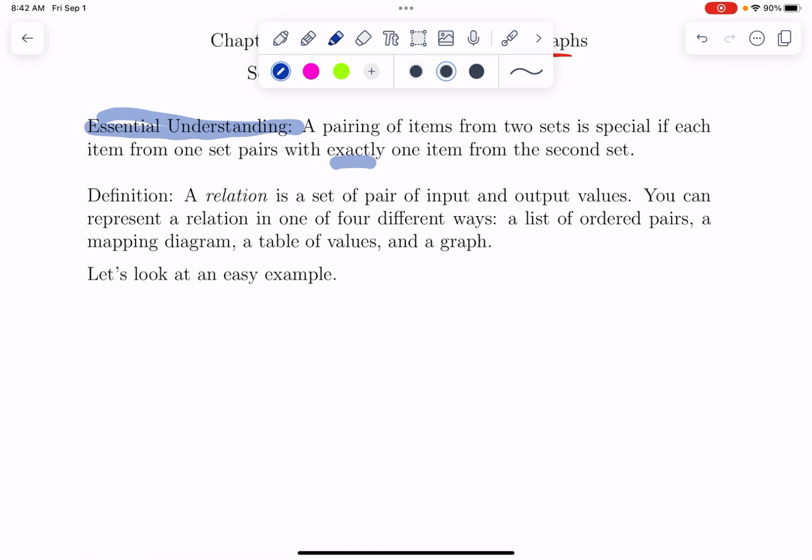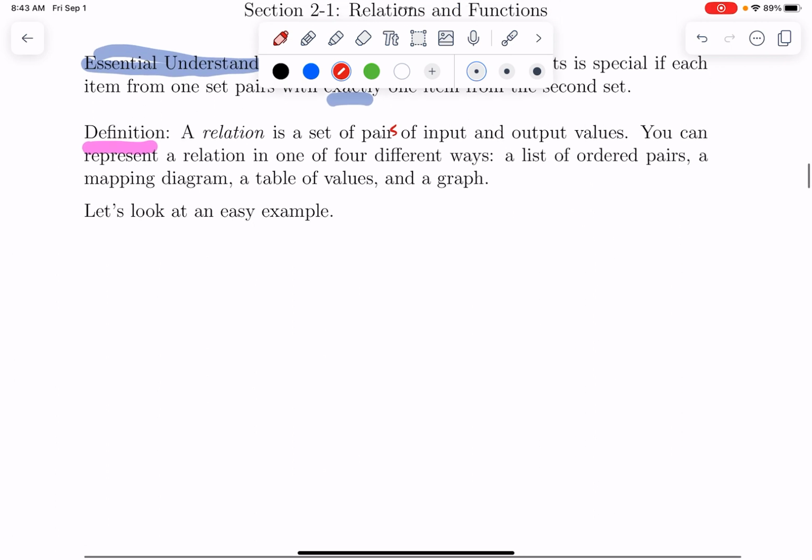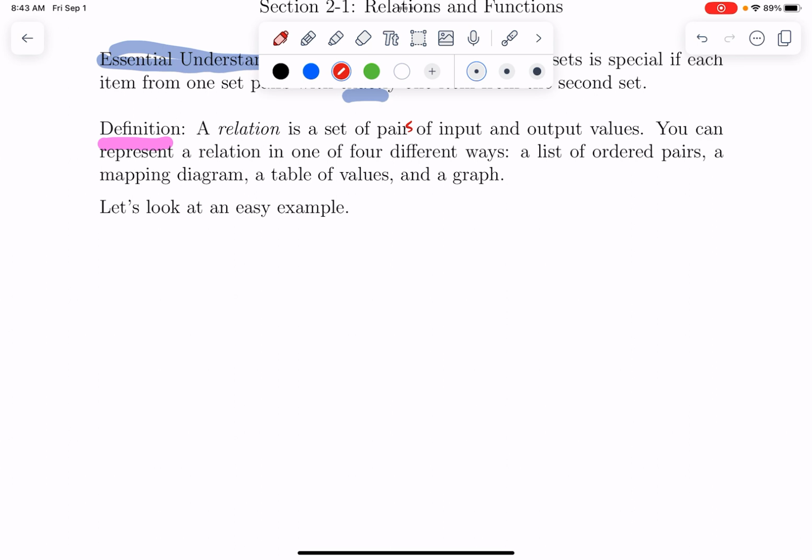So let's start with a definition here for relation. A relation is a set of pairs of input and output values. So we just have some sense of, I start with one thing, I get another thing. I start with one thing, I get another thing. And when I collect all those together as pairs, I think of that as a relation. It's a very broad concept. And we can represent a relation in one of four different ways. So let's look at an example.